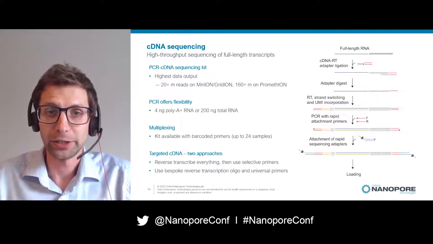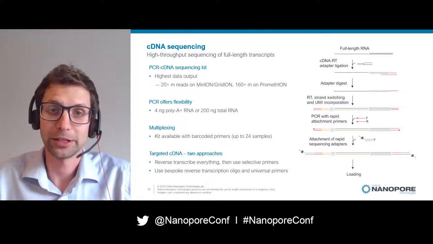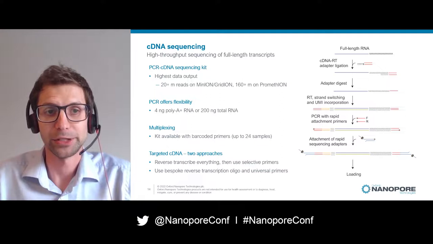On the other hand, with the PCR cDNA kit, we have pretty much no limitations on the number of reads. We can obtain over 20 million reads with the MinION or GridION flow cells, and more than 160 million reads from PromethION flow cells.